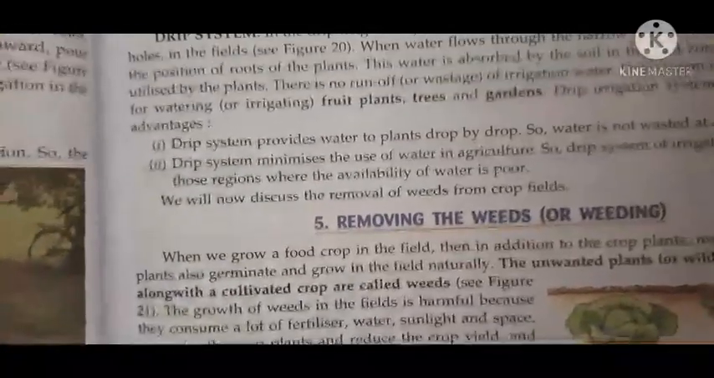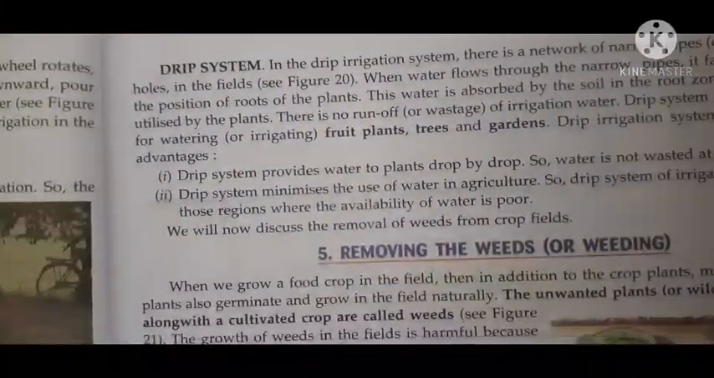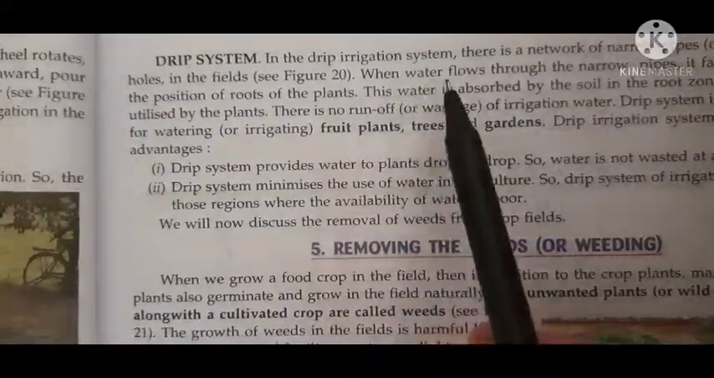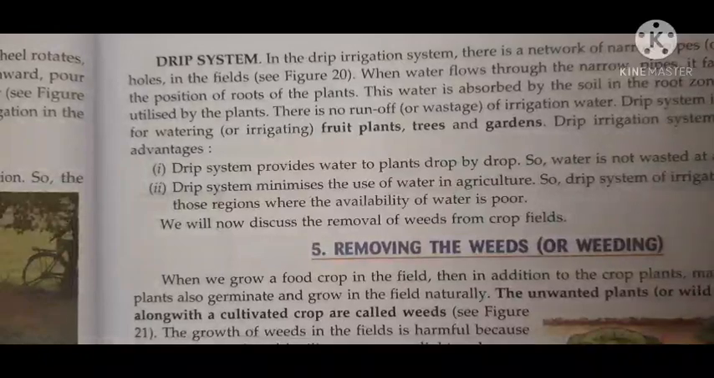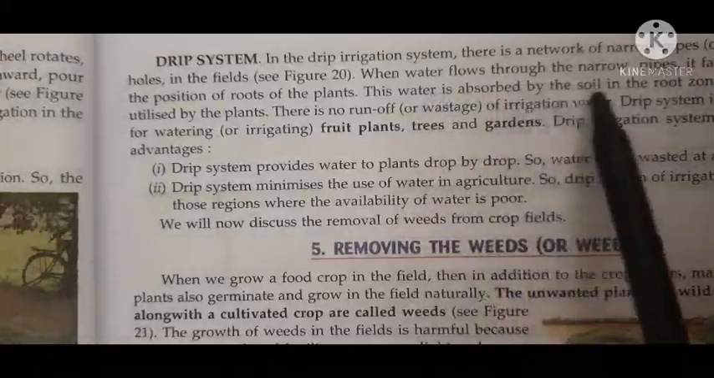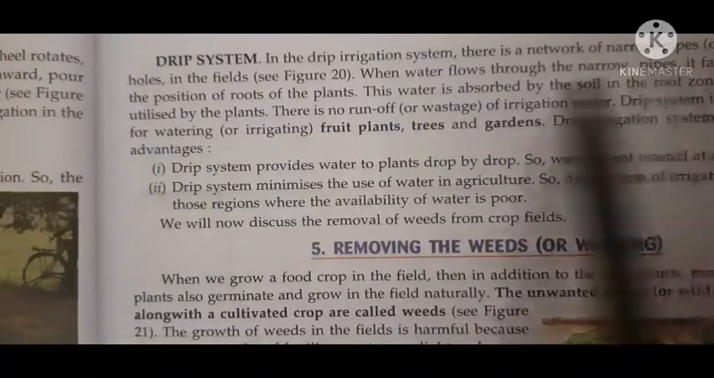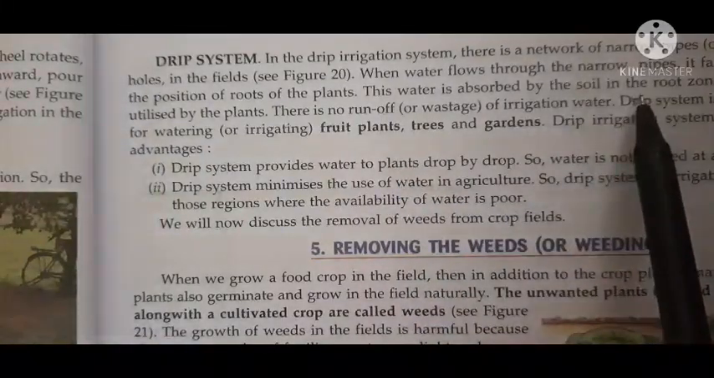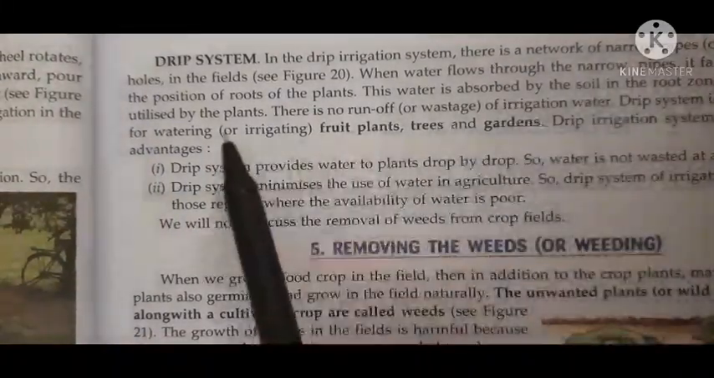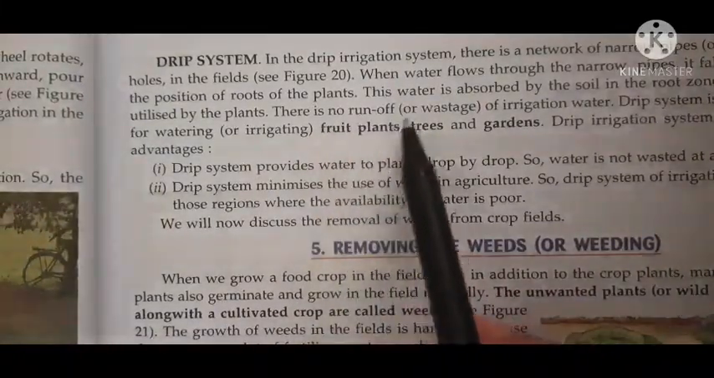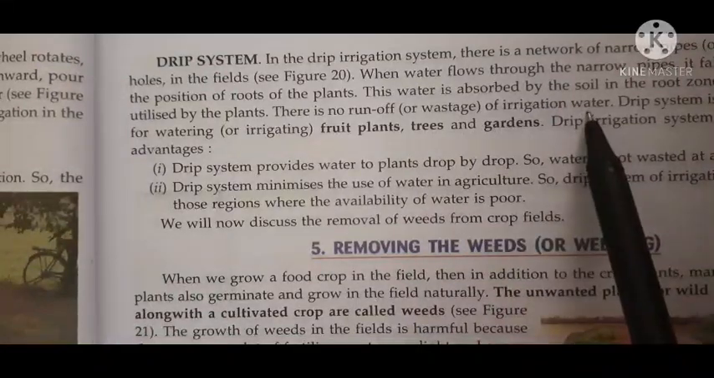Now we come to another method of irrigation, that is drip system. Now students, in drip system what happens? In the drip system there is a network of narrow pipes with small holes in the fields, figure 20. When water flows through the narrow pipes, it falls drop by drop at the position of the root of the plants. The water is absorbed by the soil in the root zone of the plants and utilized by the plants. There is no runoff. Please underline, there is no runoff or wastage of irrigation water.